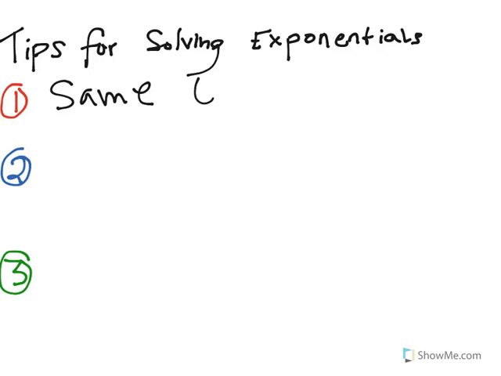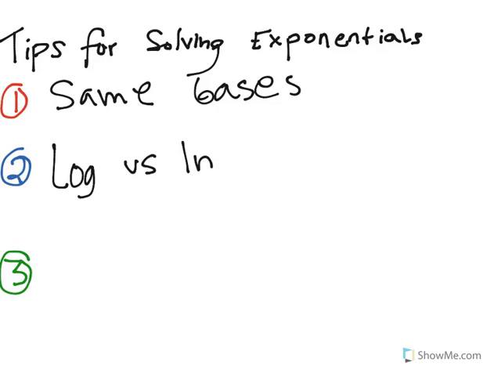The second thing you should keep in mind is logarithms versus natural logs. Natural log is just like a regular logarithm except that it's base e. This is useful when you're solving an exponential with a base of e, so if e to the x or e to the something is present, you can easily cancel the e out by using natural log instead of regular log.